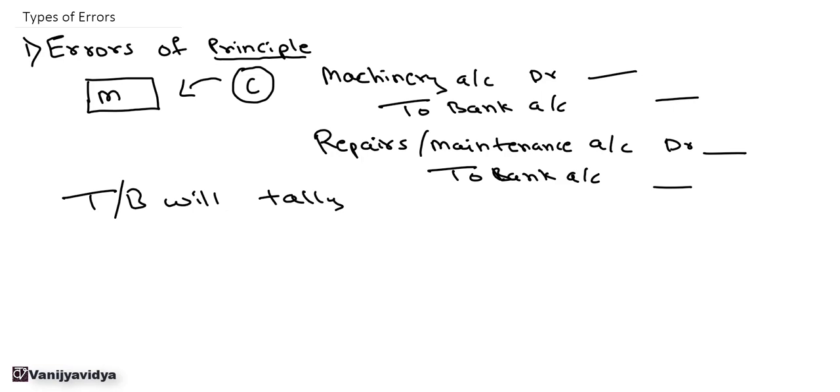Even if the entry is passed and posted in the wrong account, our trial balance will tally. What will happen here is the repairs and maintenance account will show a higher debit balance and the machinery account will show a lower debit balance. But at the end the trial balance will tally. So such types of errors are difficult to find out. We cannot find them through the trial balance. We need a proper scrutiny of the ledger accounts to find these types of errors.